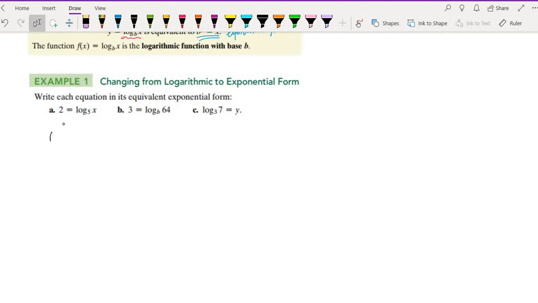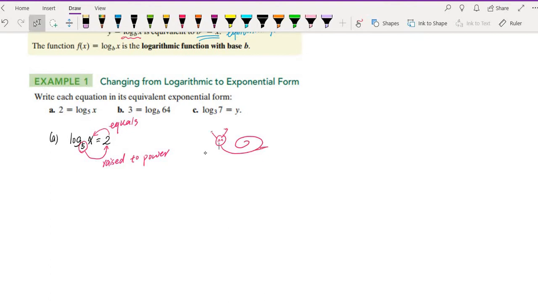Okay, so first let's look at part A. We have 2 equal to log base 5 of x. I'm going to write log base 5 of x equal to 2. First we write the constant on the right-hand side. Then I'm going to have a 5, then we say raised to the power 2 equals x. You can think of this as a snail, with a little tail.